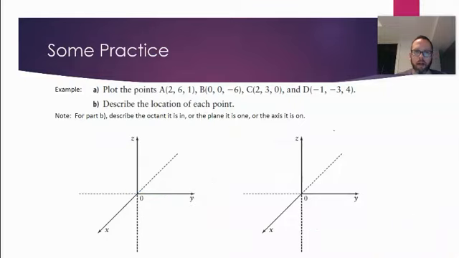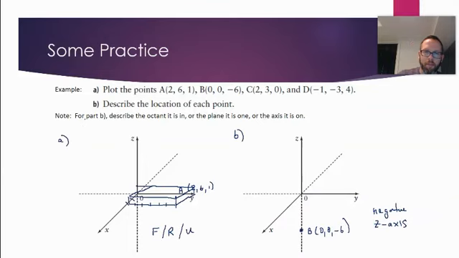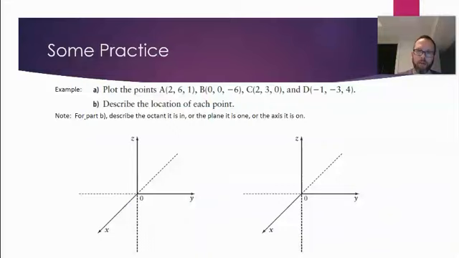Oh, that's not really A and B. I'm just saying that's the first point, that's the second point. Now let's go on to C, 2, 3, 0. So we move 2 in the positive x direction, 1, 2, then 3 in the positive y direction, 1, 2, 3, let's say, not to scale. And that's our point. That's point C, 2, 3, 0.